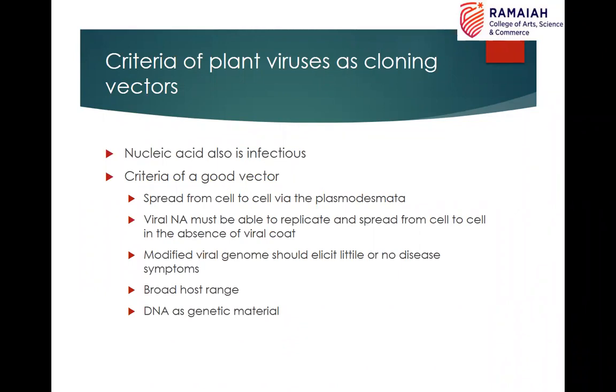Then the viral nucleic acid must be able to replicate and spread from cell to cell in the absence of viral coat. You all know, if you look at the virus structure, there is genetic material, whether it is DNA or RNA, and that is encapsulated by viral coat protein. But to use this plant virus as a vector, the viral nucleic acid should be able to replicate and also spread from one cell to another cell in the absence of virus coat. That means the nucleic acid alone should be able to spread from one cell to another cell.